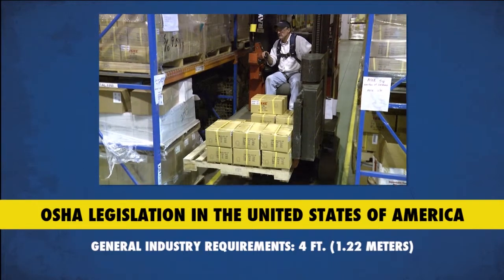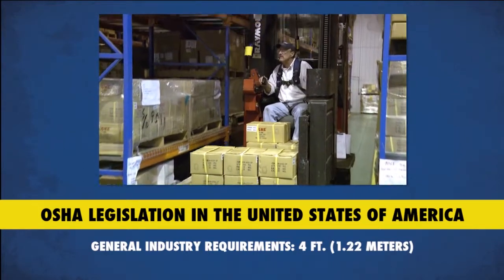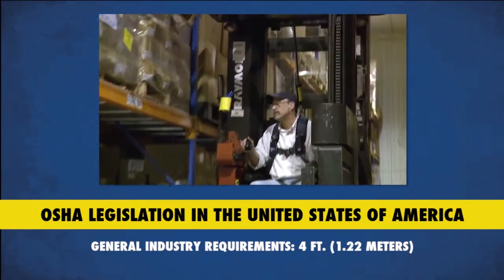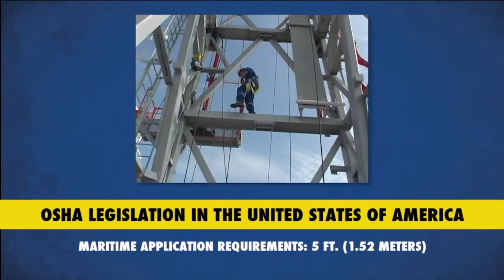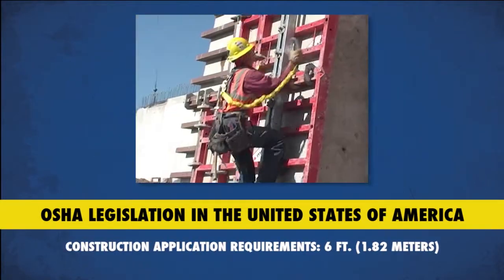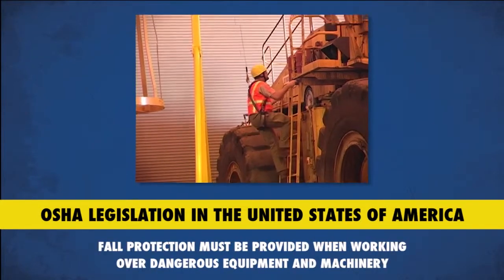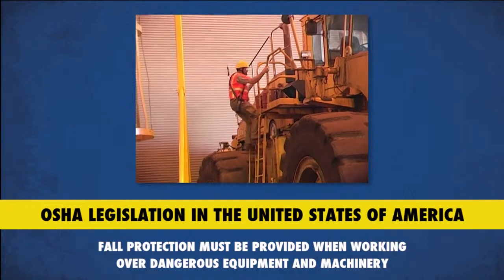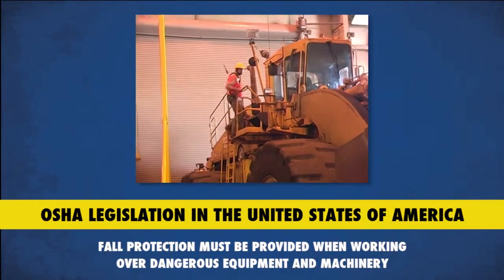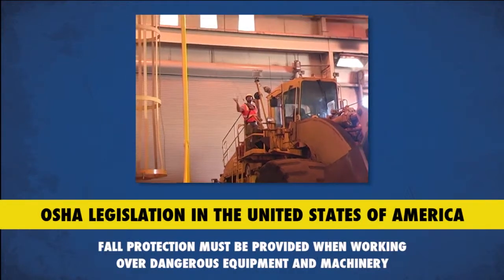Currently, OSHA requires employers to provide fall protection to employees working at 4 feet in general industry applications, 5 feet in maritime applications, and 6 feet in construction applications. However, regardless of the fall distance, fall protection must be provided when working over dangerous equipment and machinery.